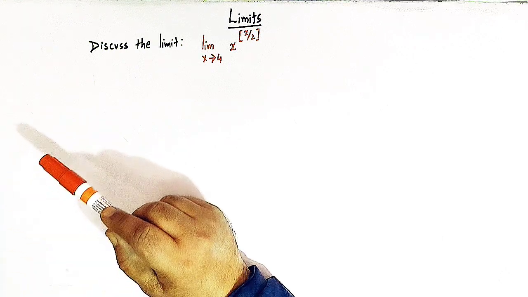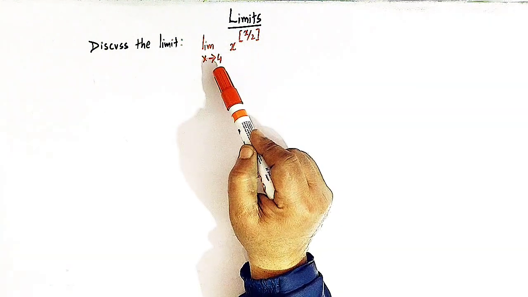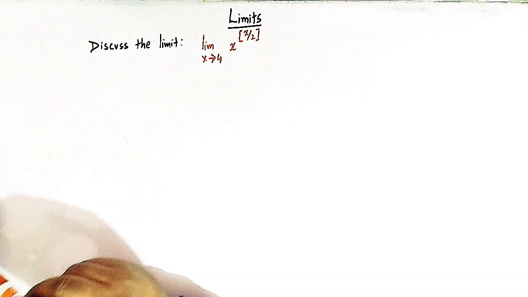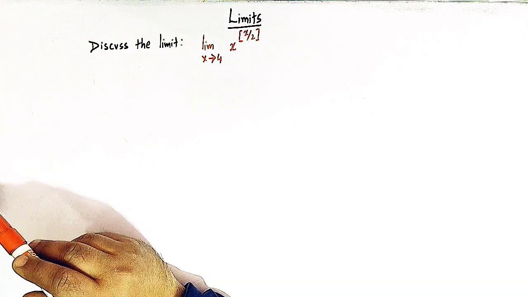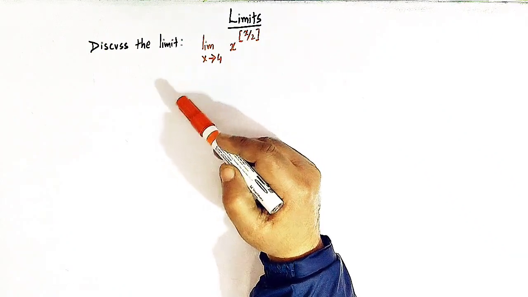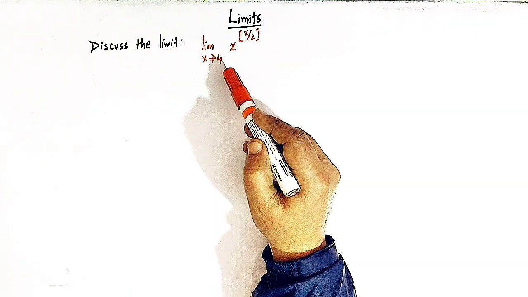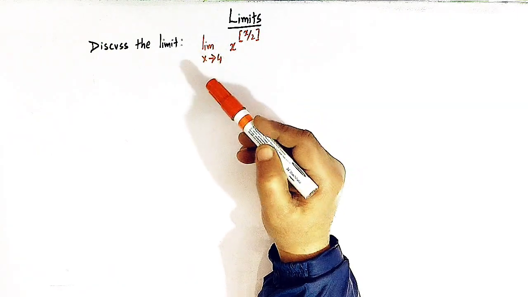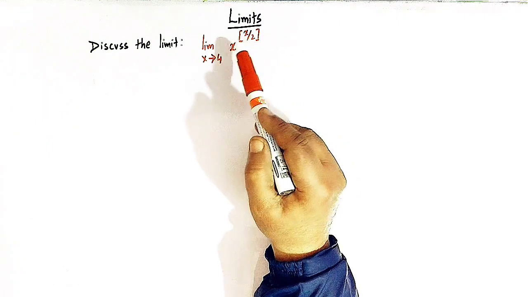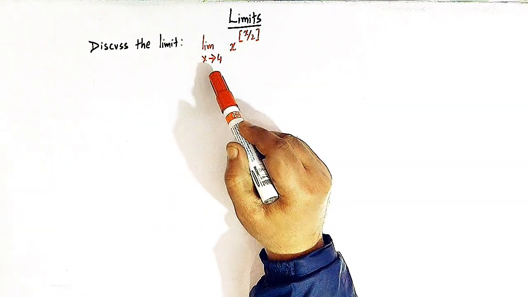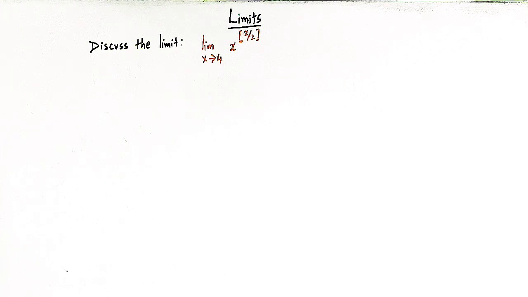So for the existence of limit of a function at a particular point, what we do, we find out the right hand limit and the left hand limit of the function at the given point, and then we see whether the right hand limit exists and it is finite, and the left hand limit exists and is finite, and the right hand limit must be equal to the left hand limit for the existence of the limit of a function at a given point, right?